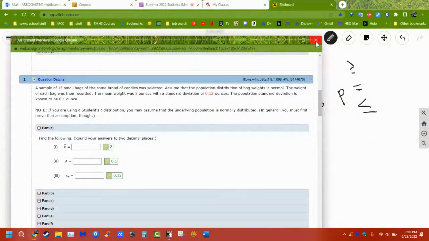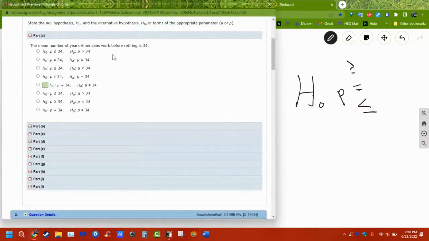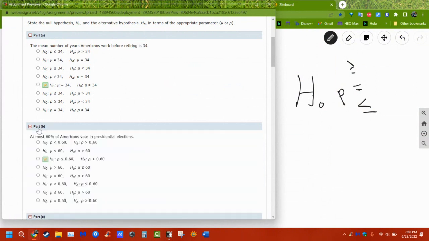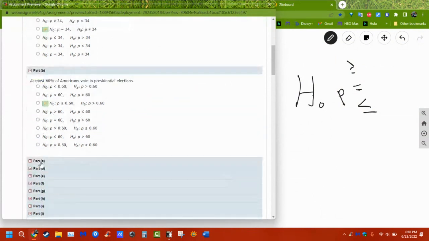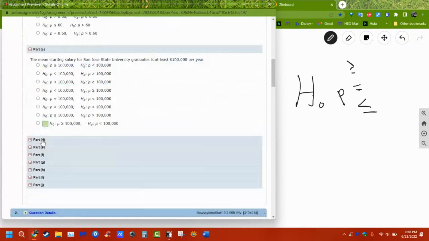Wrong one. Close that. Is can you pick this out? The other things you have to look at or think about is the English of this. Means equals. At most means less than or equal to. At least means greater than or equal to.